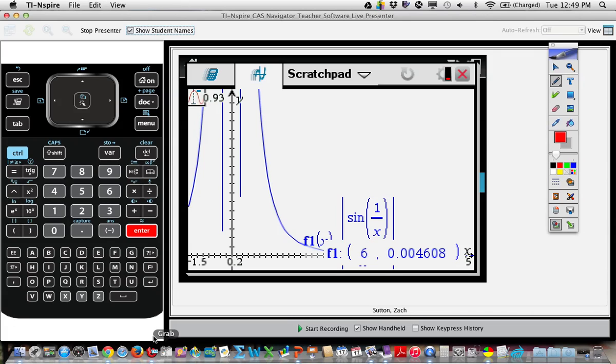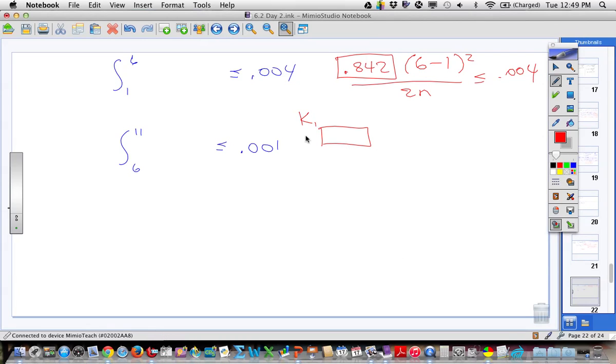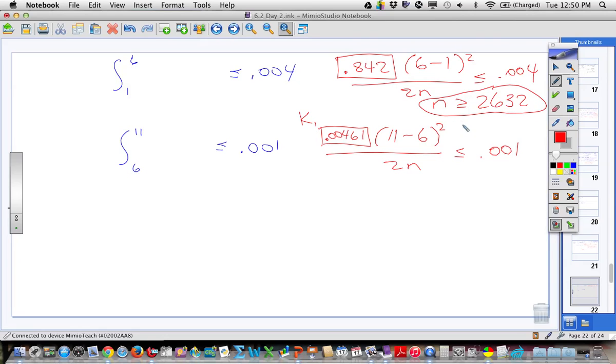So 0.00461, I think, would be a good number to use. So 0.00461 would be our K value. And then we'd have 11 minus 6 squared over 2n less than or equal to 0.001. So when we solve these, this one comes out to be 2,032, and that's where most of the error was. And here it comes out to be like 58. I think with that number, I think it's 58.